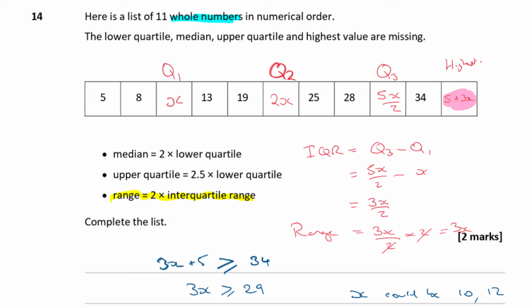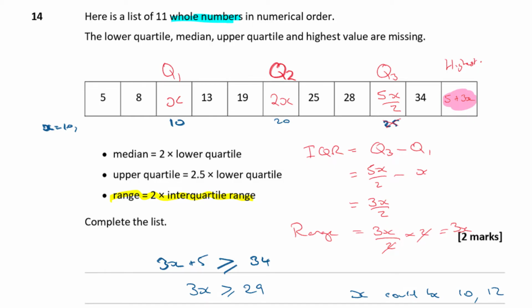So let's assume it was 10. Does that work out everywhere? So if x is 10, then the Q1 would be 10. That kind of fits, that's okay. Q2, the median, would be 20. That's sitting all right there. Q3 would be, what, 50 divided by 2? It would be 25. That would be too low, wouldn't it? So that one doesn't work because it's less than 28, which is next to it. So that doesn't work there.